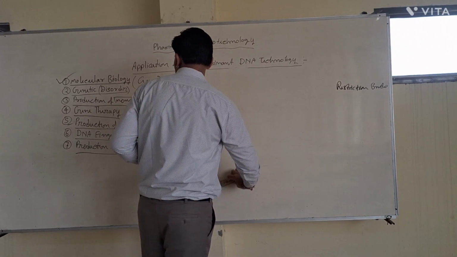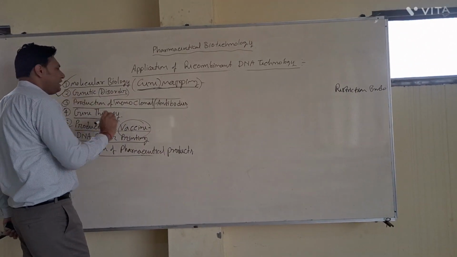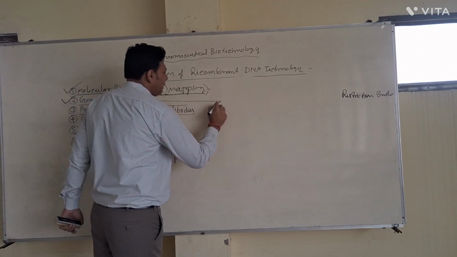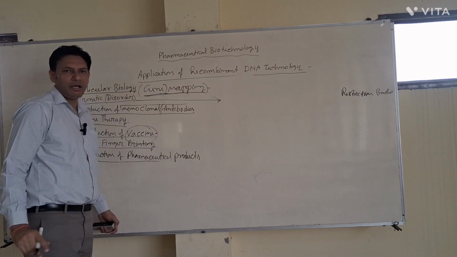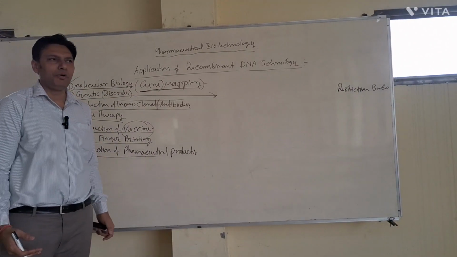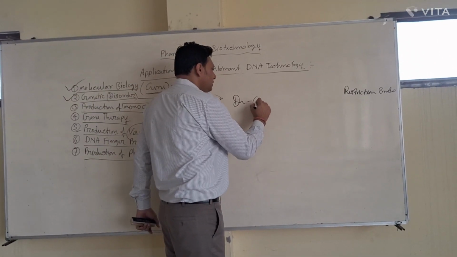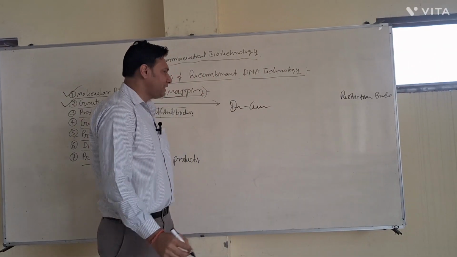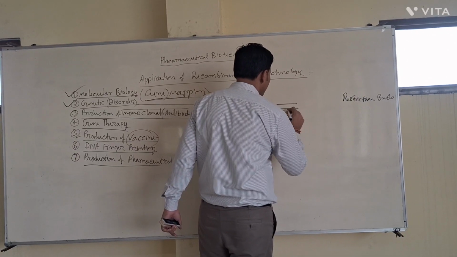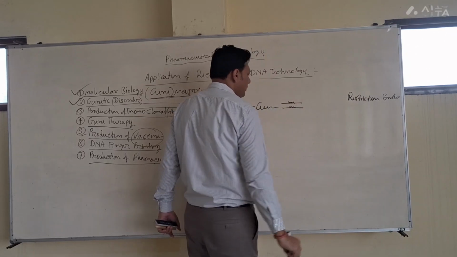The next technique is genetic disorder. In genetic disorders, how will recombinant DNA technology work? We know very well many types of disorders are there, many types of defective genes are there. How can we mark the defective gene?